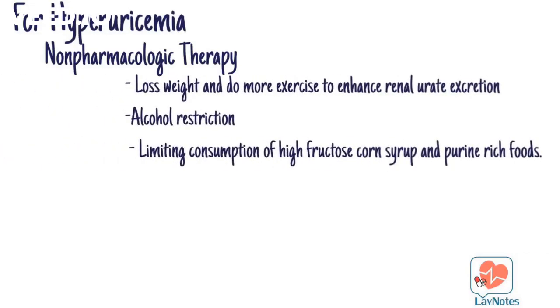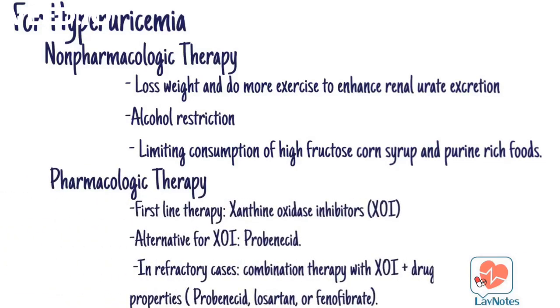For hyperuricemia, the non-pharmacological therapy includes losing weight and exercising to enhance renal urate excretion, alcohol restriction, and limiting consumption of high fructose corn syrup and purine-rich foods. And for the pharmacological therapy, the first-line therapy is xanthine oxidase inhibitors, and the alternative is probenecid. In refractory cases, combination therapy with xanthine oxidase inhibitors and a drug with uricosuric properties like probenecid, losartan, or fenofibrate.